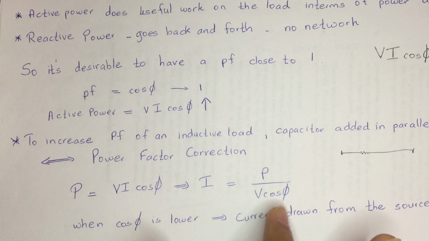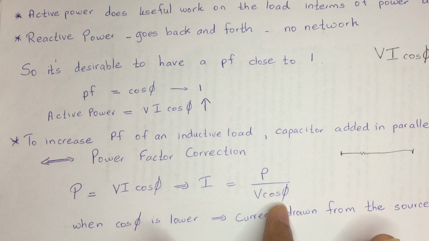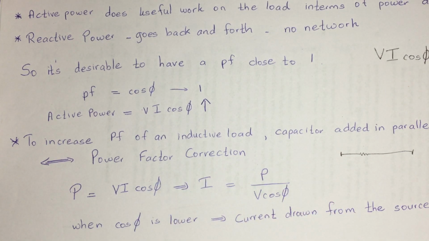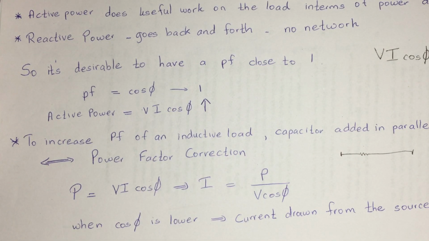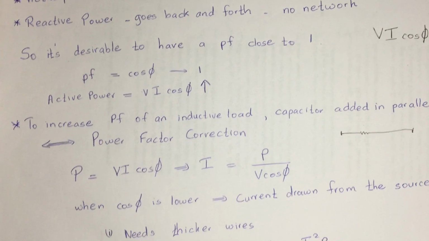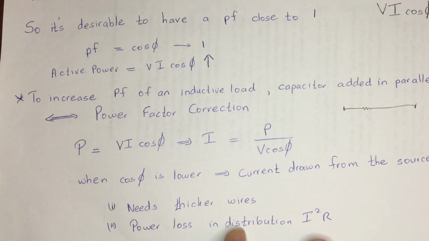If there is an increase in cos phi, we can tell the I is going to be lower. In other terms, if the cos phi is lower, which means the power factor is lower, the I is going to be higher, which simply means the current drawn from that source is going to increase. What does that mean? When the current is increasing, we can look at the demerits of that. Actually, when the current increases, we know that there are two main problems.